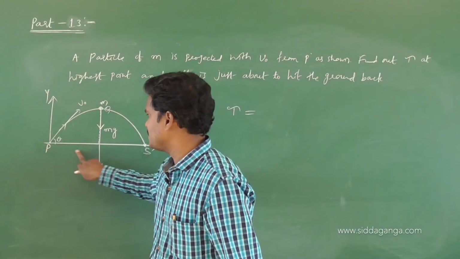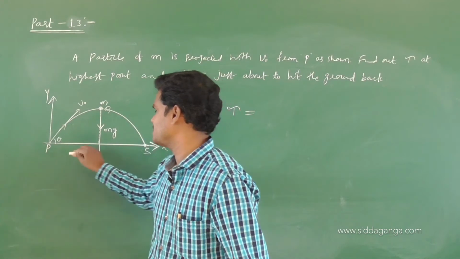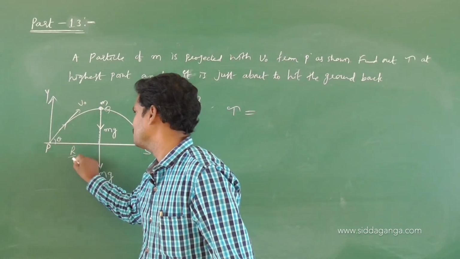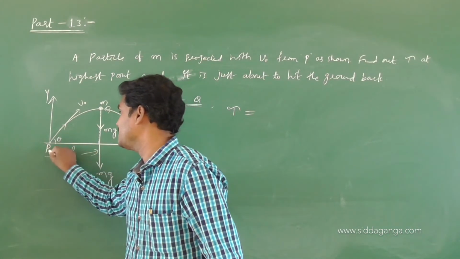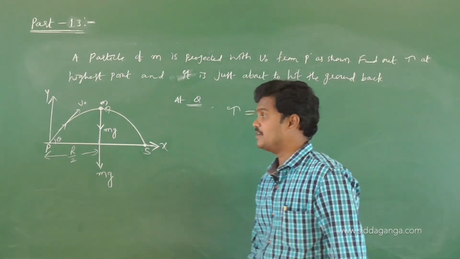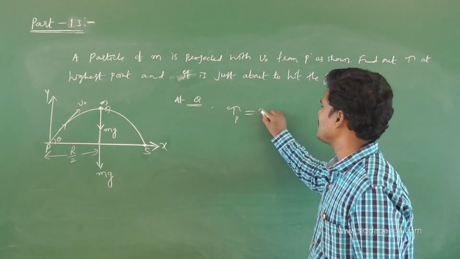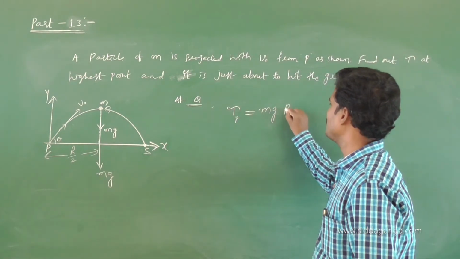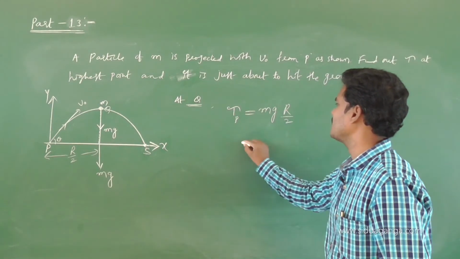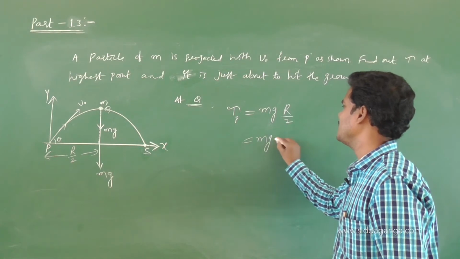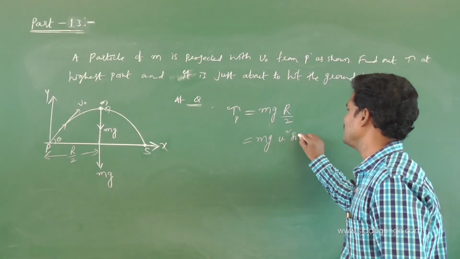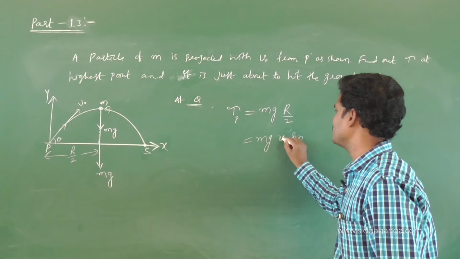mg, and this is the perpendicular distance. What is this perpendicular distance? Shall I write R by 2? What is our range? Range of the projectile, R by 2. Now the torque about point P, we can write it as mg into R by 2. What is this R? Range.